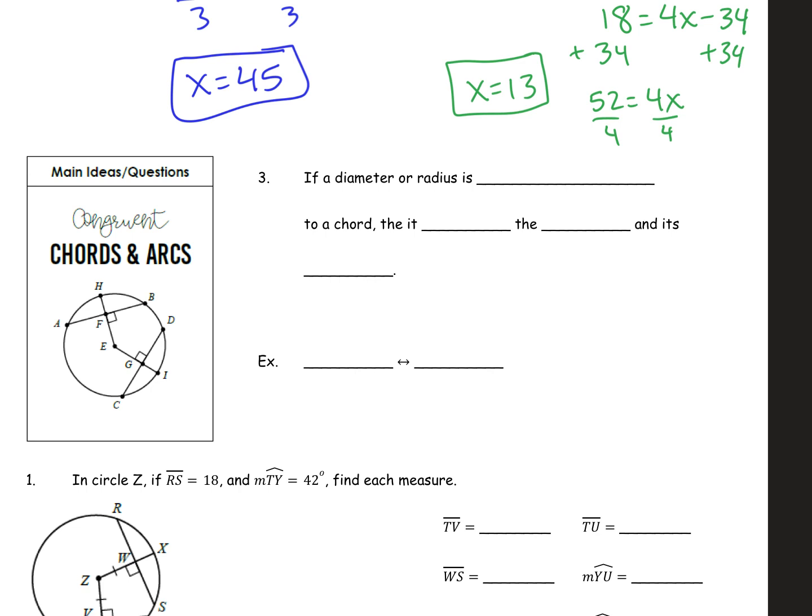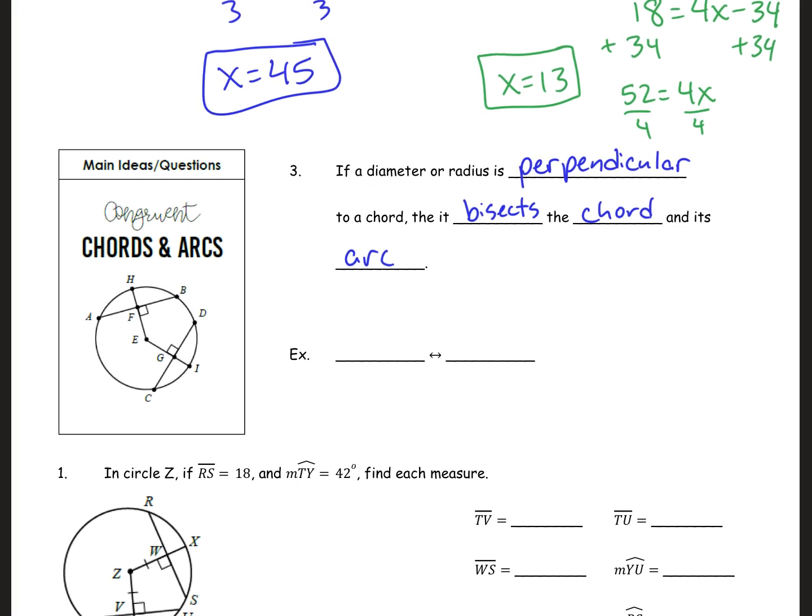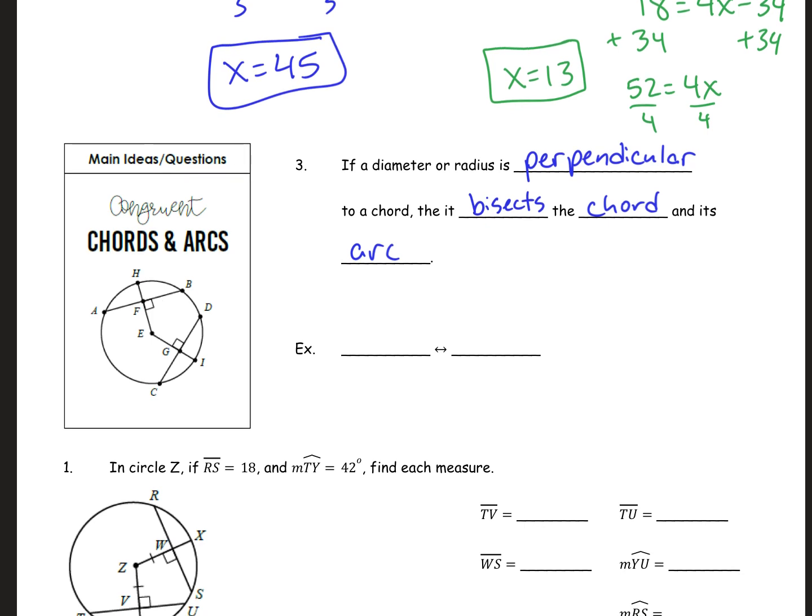Looking at chords and arcs once again, it turns out if a diameter or a radius is perpendicular to the chord, then it bisects the chord and its arc. Another way of putting it is, if we see these right angles, these boxes, that means everything just gets cut in half. Not only are the chords and arcs congruent, but they also get cut in half.